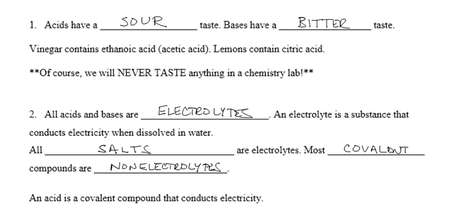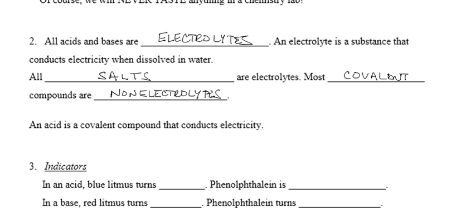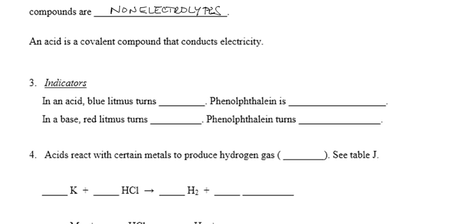So here we have a very important definition of an acid. An acid is a covalent compound, which don't conduct electricity, that conducts electricity. And we'll talk in number 5 why that is. Number 3, indicators. In an acid, blue litmus will turn red. Phenolphthalein is colorless. In a base, red litmus turns blue. And phenolphthalein will turn pink.